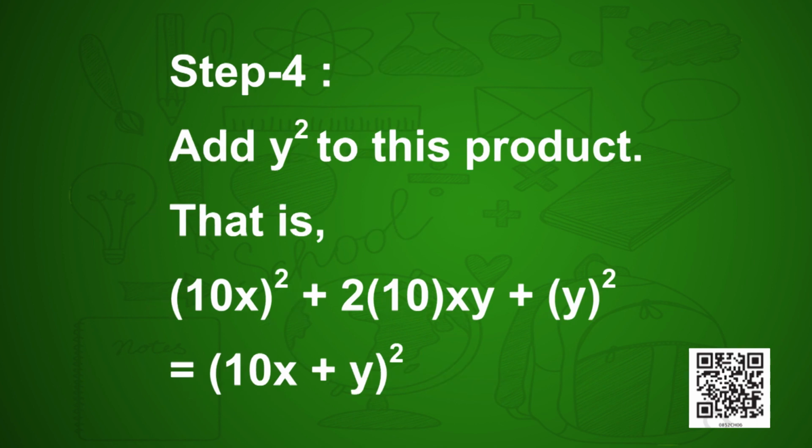In step 4, add y square to this product. When we add y square to this product, we end up with (10x) whole square plus 2 times 10xy plus y square, which is nothing but (10x plus y) whole square. So observe, we started with 10x plus y, and by doing these 4 steps, we ended up with (10x plus y) whole square. Let's follow the same steps to find the squares of such numbers.